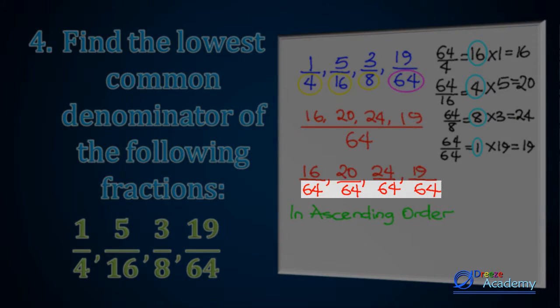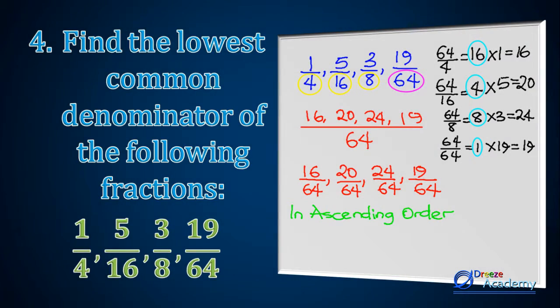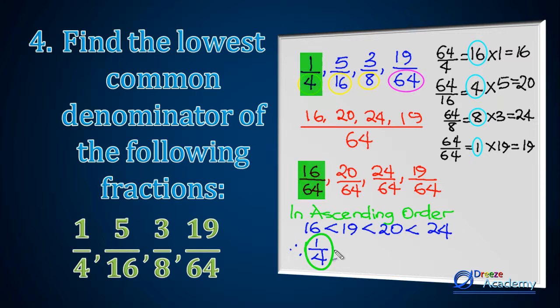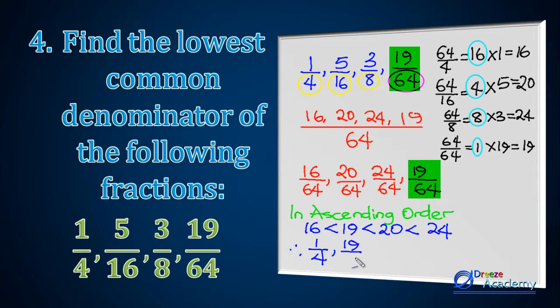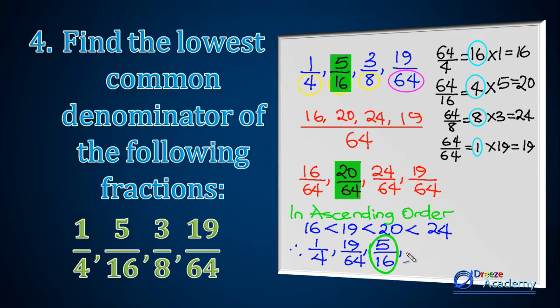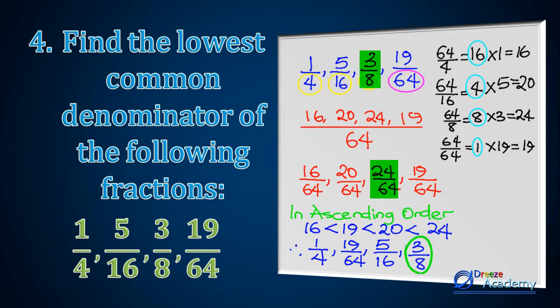Since the denominators all are similar, the fractions are arranged thus: 16 over 64, which is less than 19 over 64, which is less than 20 over 64, which is less than 24 over 64. This in real terms is 1 over 4, 19 over 64, 5 over 16, and 3 over 8.